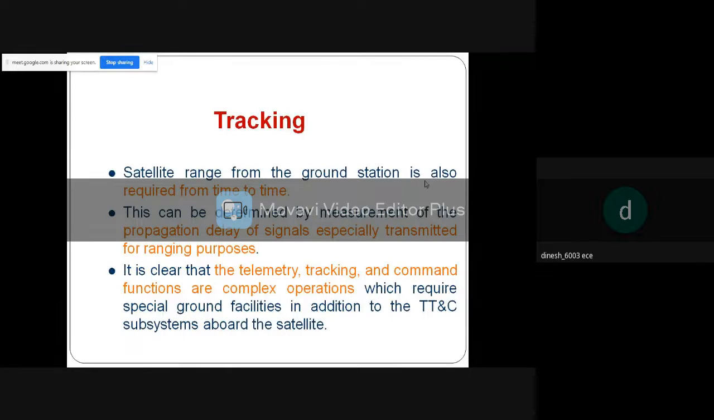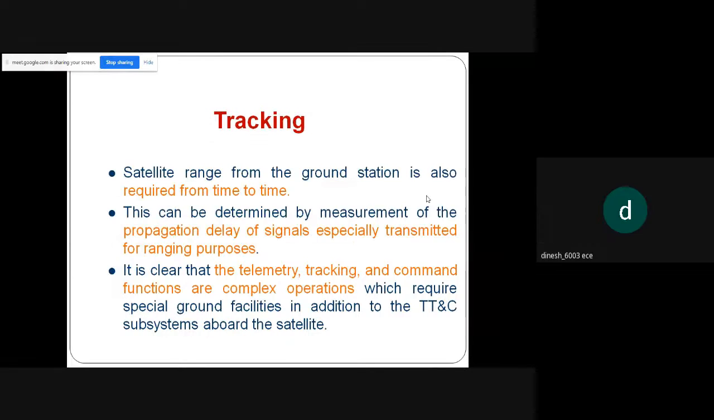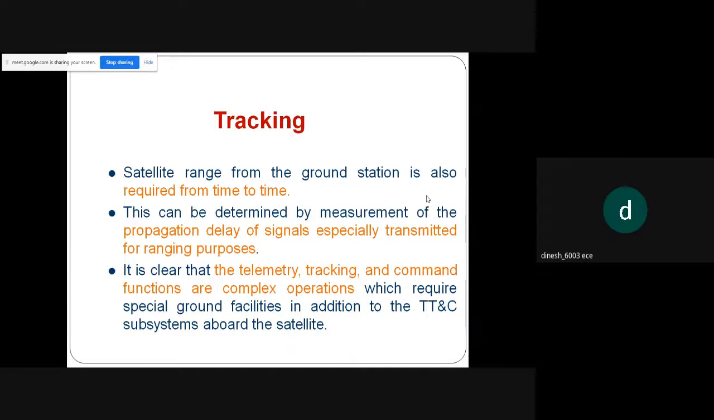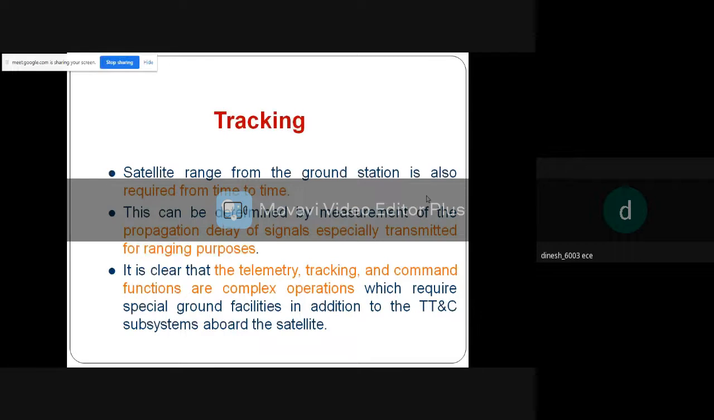And the satellite range from the ground station is also required from time to time. Every millisecond, or every second, or every minute, the satellite movement is to be tracked. This can be determined by measuring the propagation delay of signals specially transmitted for ranging purposes. So it is clear that the telemetry, tracking and command functions are complex operations which require special ground facilities in addition to the TTC subsystems aboard the satellite.